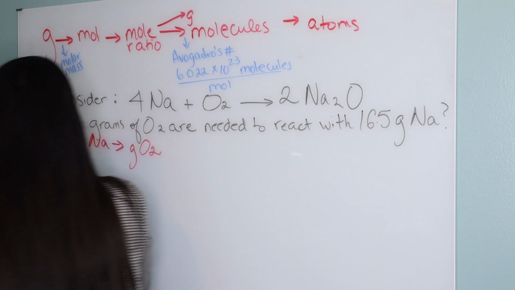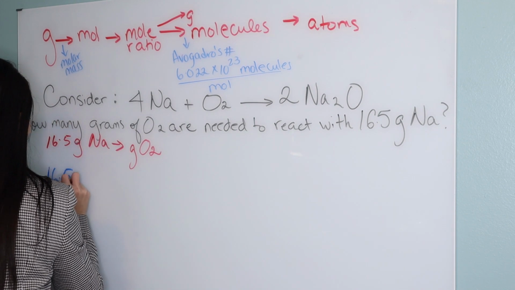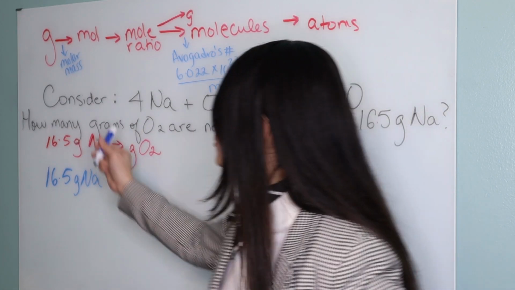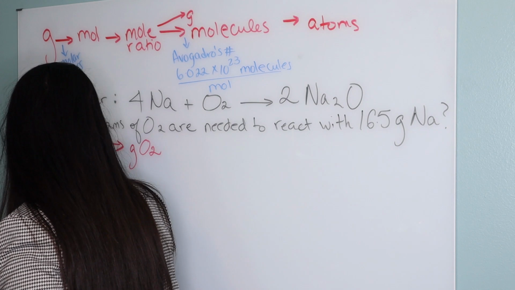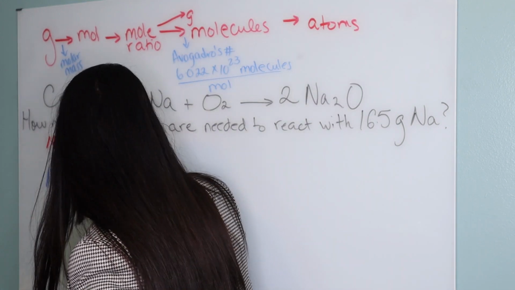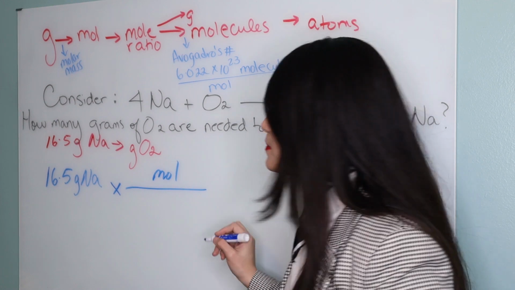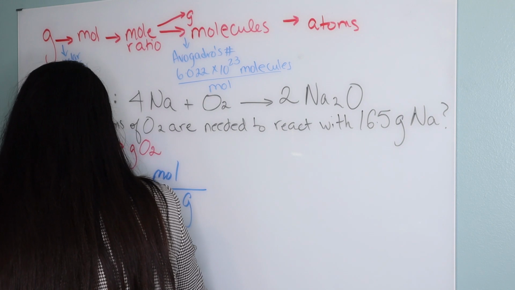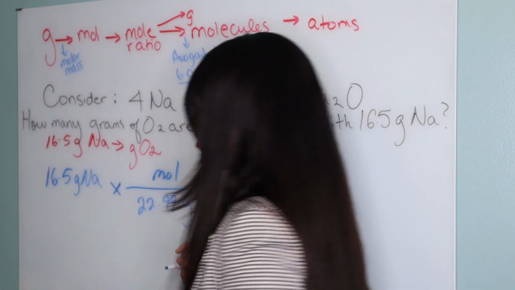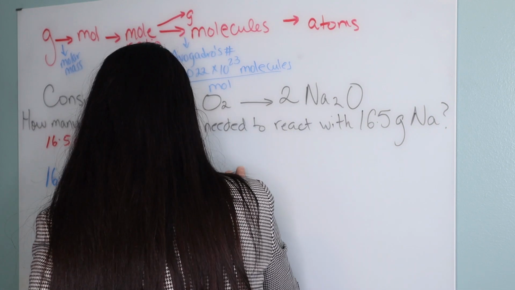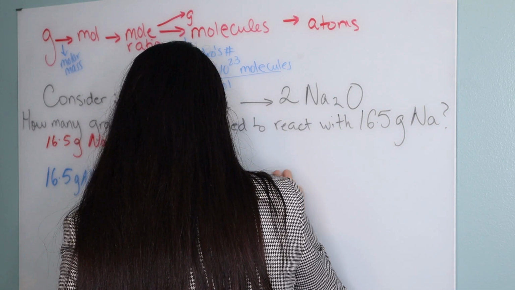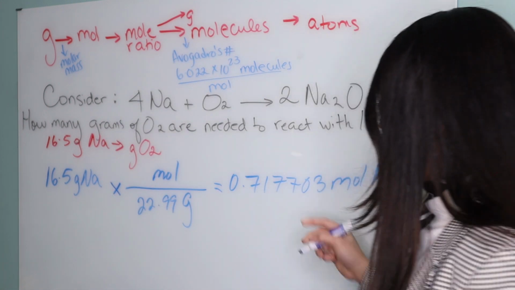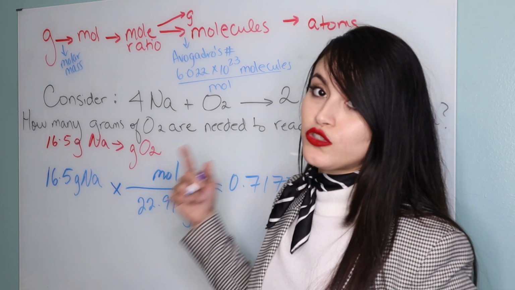We are starting out with 16.5 grams of Na. My next step is to get moles. So I'm going to be using the molar mass. Whatever I want is going on the top. So I want moles. I want to get rid of grams. That goes at the bottom. And then you're going to be using the molar mass. So that's going to be 22.99. You're going to plug this into your calculator, and the answer is going to be 0.717703 moles of Na.